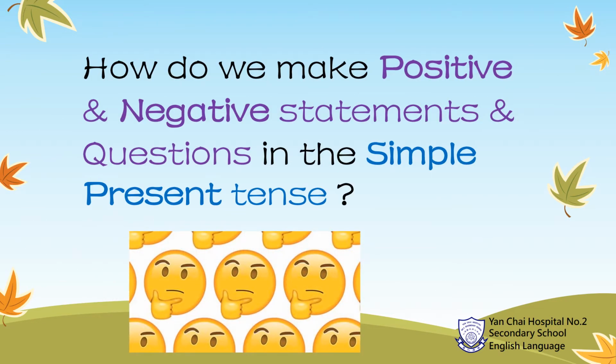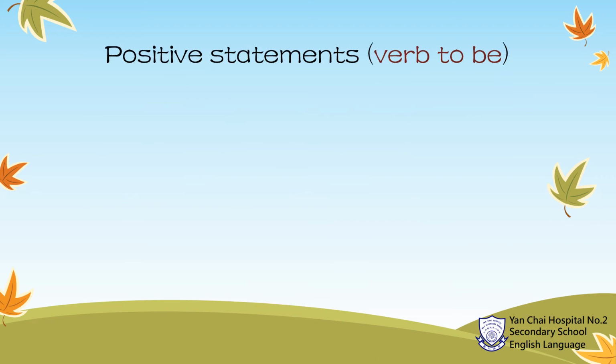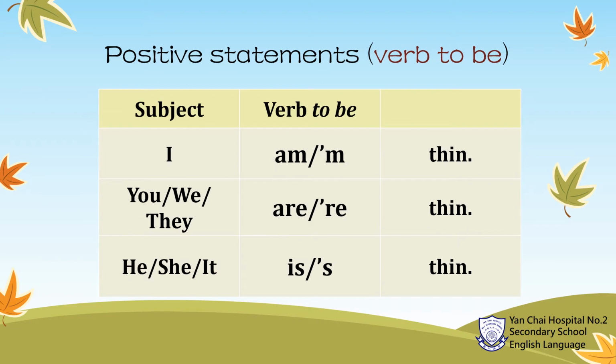So how do we make positive and negative statements and questions in the simple present tense? So when we want to form positive statements with verb to be, first we will put the subject and then followed by verb to be. So whether we use verb to be am, are, or is, it depends on the subject. So for example, when the subject is I, we will use am. When the subject is you, we, or they, we will use are. When the subject is he, she, or it, we will use is.